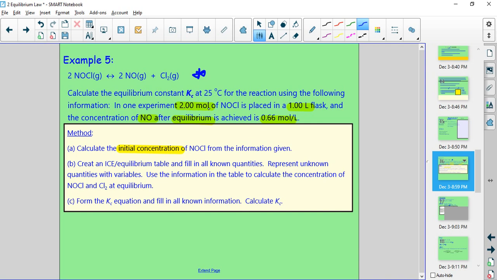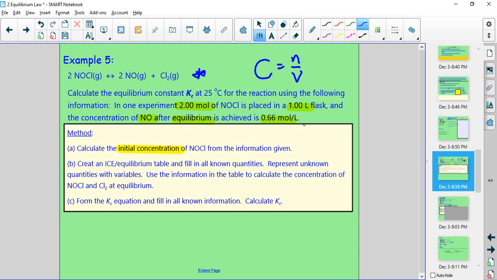So here we have 2 moles. All right, well, first you have to calculate concentration. I believe that is our first step here. So you have 2 moles of NaCl, okay, reactant, and that's placed in a 1 liter flask, right? So that concentration value is pretty simple, remembering that concentration is moles divided by volume, and the concentration of NO, right, not nitrous oxide, as a product at equilibrium is achieved at 0.66 moles per liter.